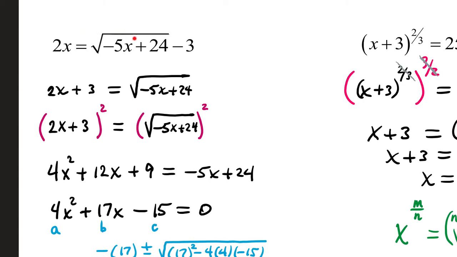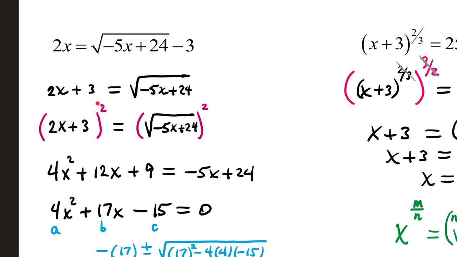2x equals square root of negative 5x plus 24 minus 3. To get this square root radical by itself, I'm going to add 3 over. 2x plus 3 equals square root of negative 5x plus 24. To remove a square root radical, you square both sides of the equation. Squaring the square root undoes it, so you wind up with negative 5x plus 24 on the right.